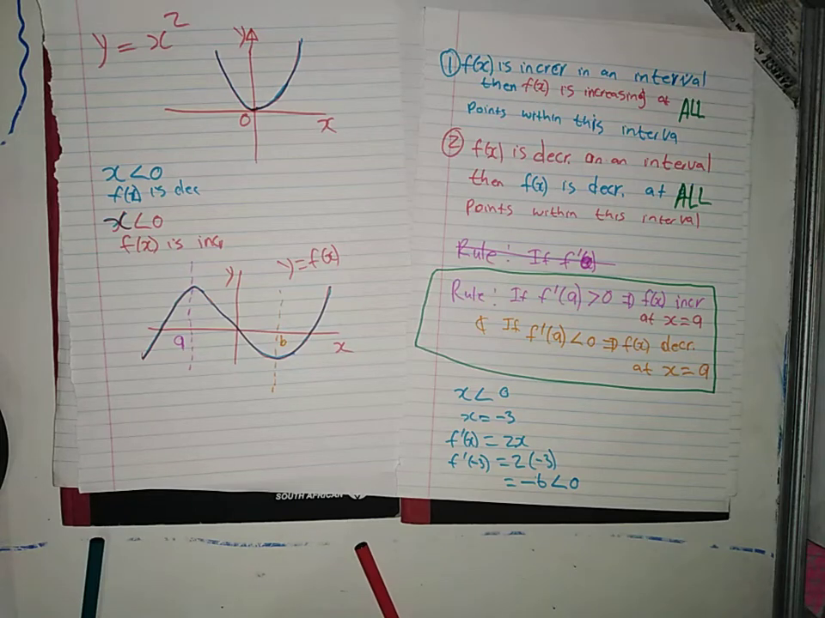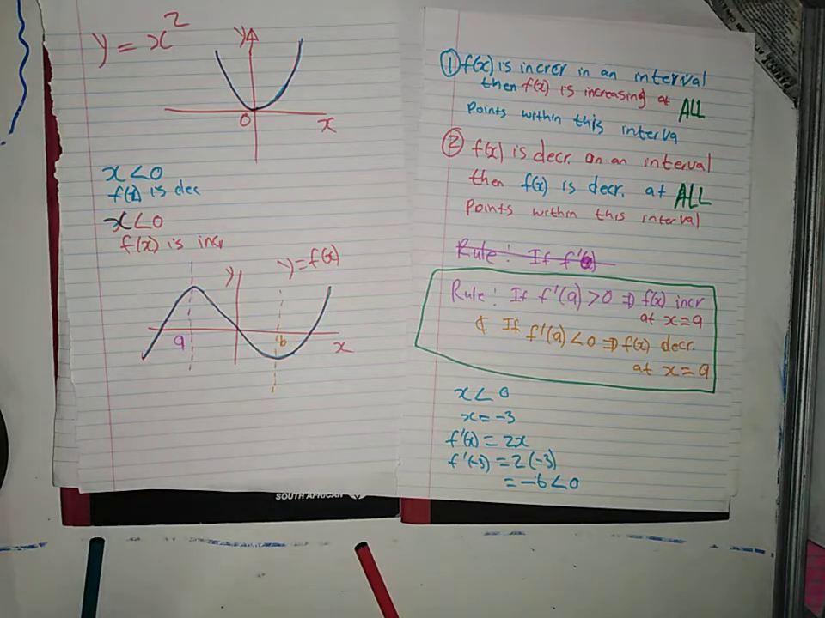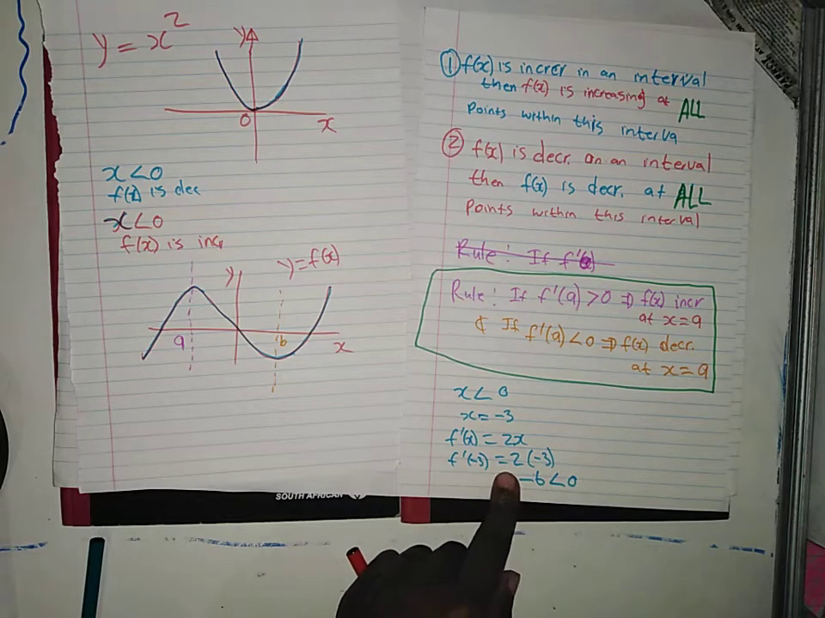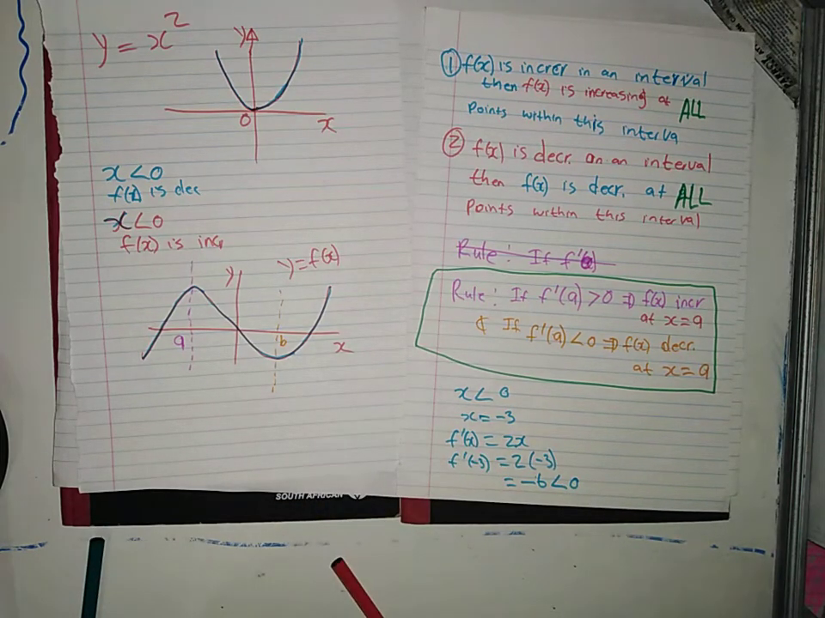Ladies and gentlemen, you can check another point. For example, you can take x equal to -100. You will have 2 times -100, which is -200, which is also a negative number, less than 0. And at that point also, f at x will be decreasing. So it does not matter which number you pick, as long as you pick a number that is part of that interval. Then you insert it in the derivative, find the value, and then you can decide whether f at x at that point is increasing or decreasing. So we just have to pick one.